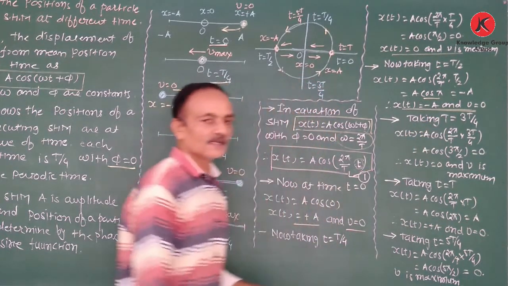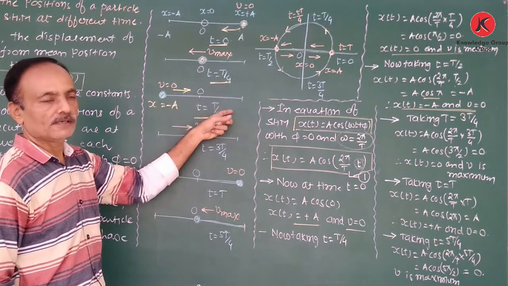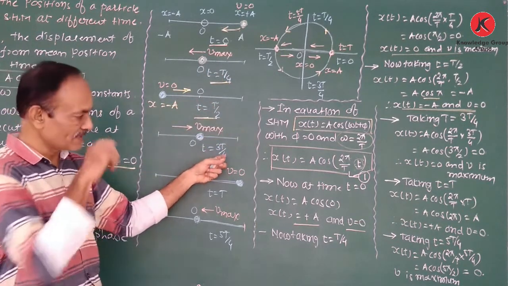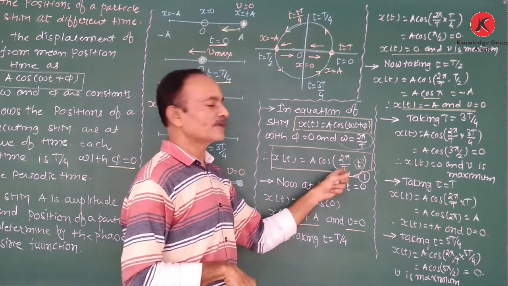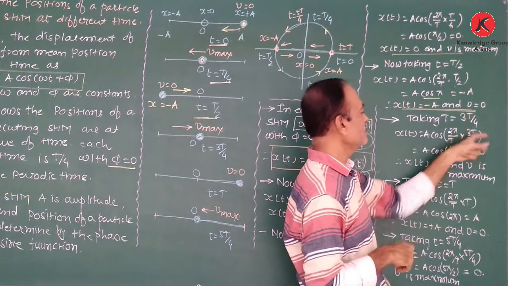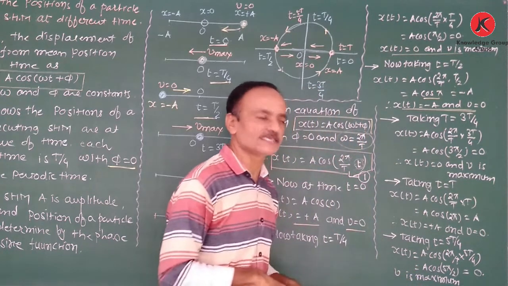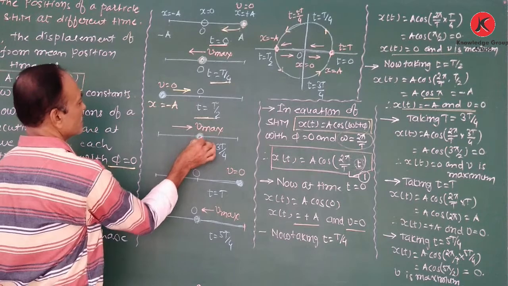Now, taking the third T by 4 time, T by 4, T by 4, T by 2 plus T by 4, that is 3T by 4 time. Substituting in this equation, A cos 2 pi upon T into 3T by 4, T cancels, here there is 3 pi by 2, cos of 3 pi by 2 is again 0. Therefore, the particle is again at the mean position.